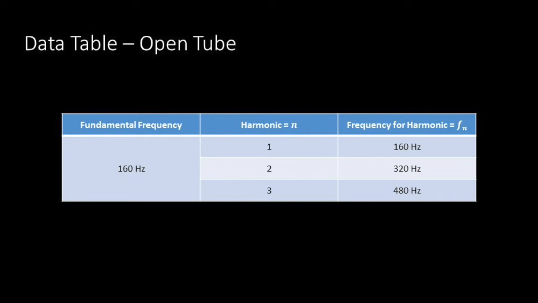So from this data table, how can we relate fundamental frequency to the different harmonic frequencies in an open air tube? Well, we could state that the frequency for harmonic n is equal to n times the fundamental frequency, where n is equal to 1, 2, 3, and on and on.